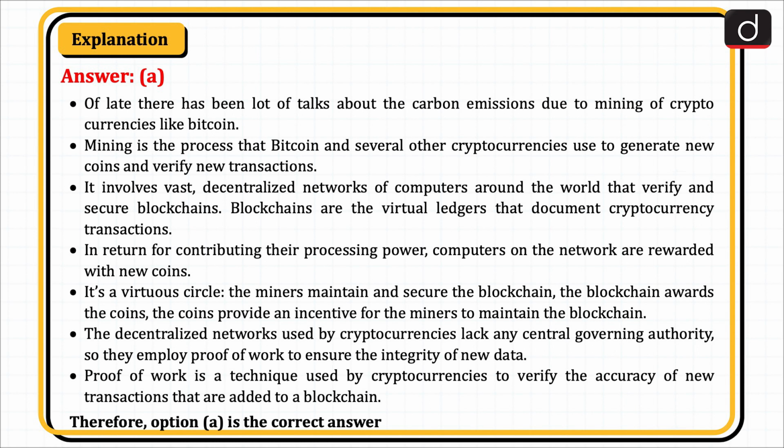It involves vast decentralized networks of computers around the world that verify and secure blockchains. Blockchains are the virtual ledgers that document cryptocurrency transactions. In return for contributing their processing power, computers on the network are rewarded with new coins. It's a virtuous circle. The miners maintain and secure the blockchain, the blockchain awards the coins, and the coins provide an incentive for the miners to maintain the blockchain. The decentralized networks used by cryptocurrencies lack any central governing authority, so they employ proof of work to ensure the integrity of new data. Proof of work is a technique used by cryptocurrencies to verify the accuracy of new transactions that are added to a blockchain.